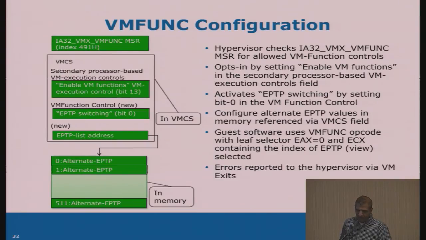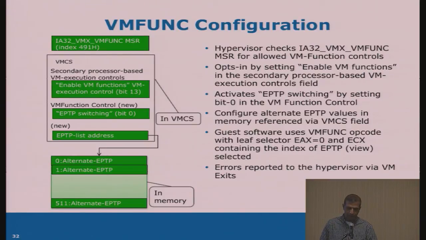So this is just a one slide view of what you would find in the SDM for VM function configuration. As I said earlier, it's an opt-in capability, so the hypervisor has to explicitly turn VM function on. Since VM function is a leaf-based instruction, the hypervisor can actually choose to turn on specific VM functions and turn off others that it does not want to expose to the guest.